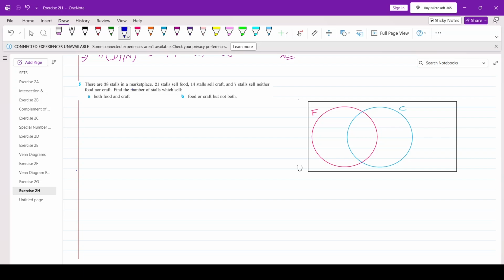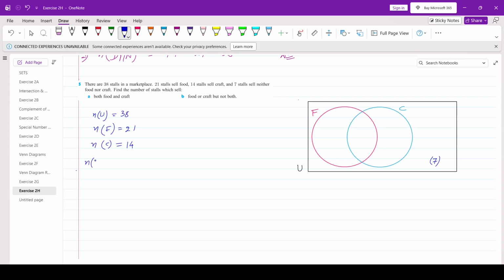There are 38 stalls in a marketplace. 21 stalls sell food, 14 stalls sell craft, and 7 stalls sell neither food nor craft. Therefore, we can directly say that this number is 7. And the number of elements in the universal set is 38. The number of elements in food stall is 21. And the number of elements in the craft set is 14. Now, find the number of stalls which sell both food and craft.